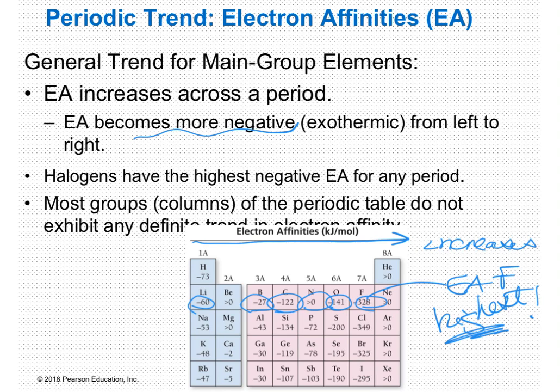I see that this bottom bullet is kind of hidden, so let me point it out to you. There's not a clear-cut trend for electron affinity going from top to bottom. I think the noble gases decrease, but it's not something I'm going to expect you to know. It's pretty erratic going from top to bottom down a group. So just make sure that you know that electron affinity increases left to right across the period.